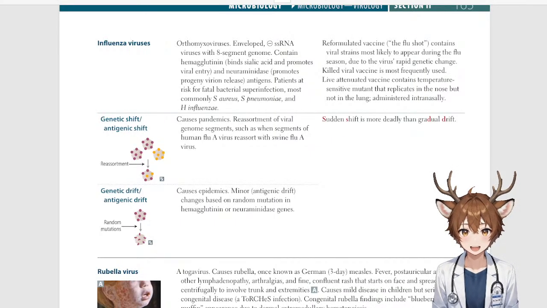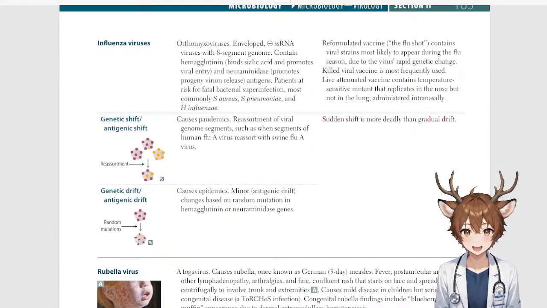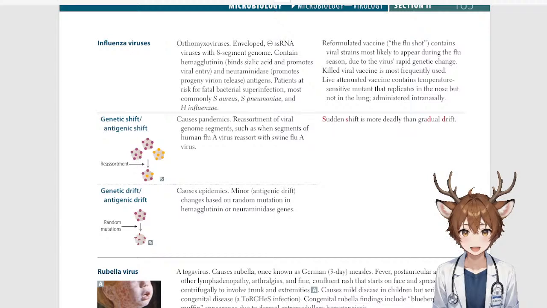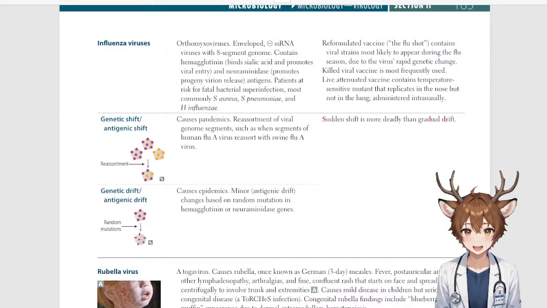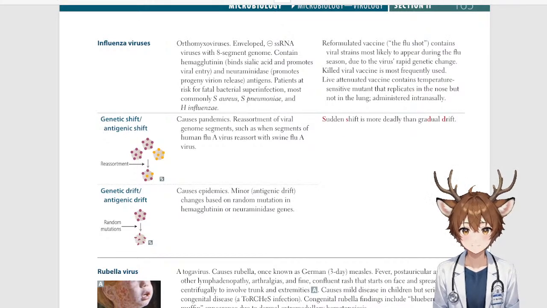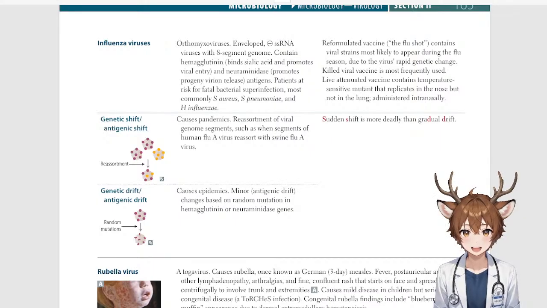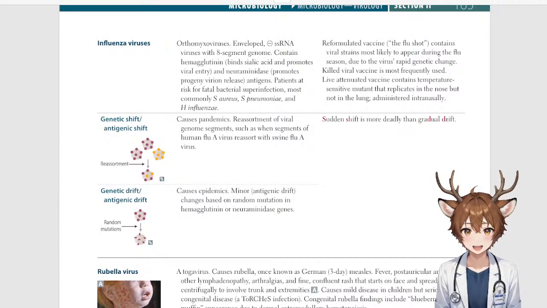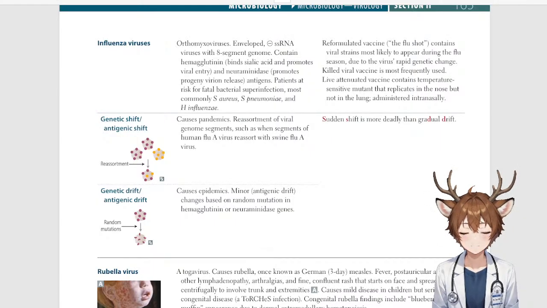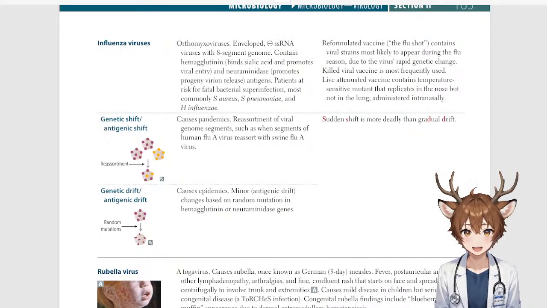Genetic shift, antigenic shift. Infection of one cell by two different segmented viruses, for example swine influenza and human influenza viruses, leading to RNA segmented reassortment, leading to a dramatically different virus, which causes genetic shift, leading to major global outbreaks or pandemics. And the reason is because your body just was not used to that.